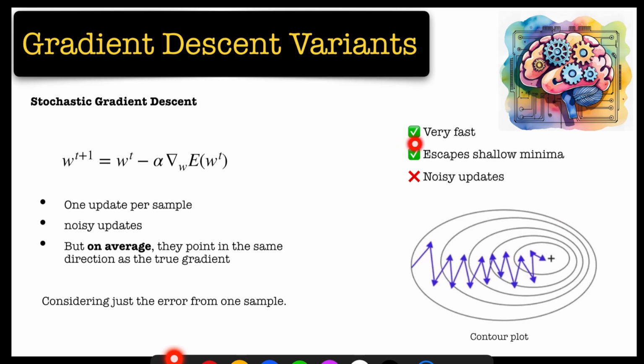So we are having very fast updates, but it escapes shallow minima as well. If we have something like this, this is a shallow minimum. Stochastic gradient descent will have very rough movements, right? So it can bypass this shallow minimum. But of course, we will have noisy updates.